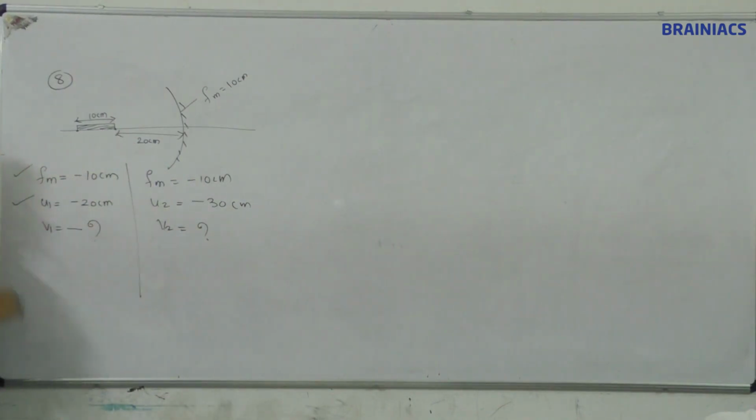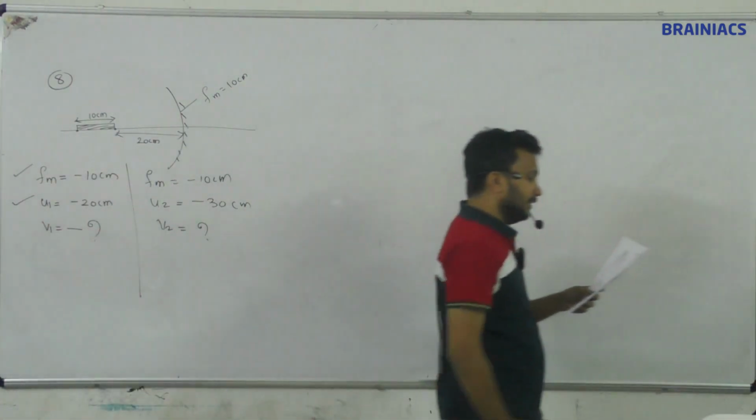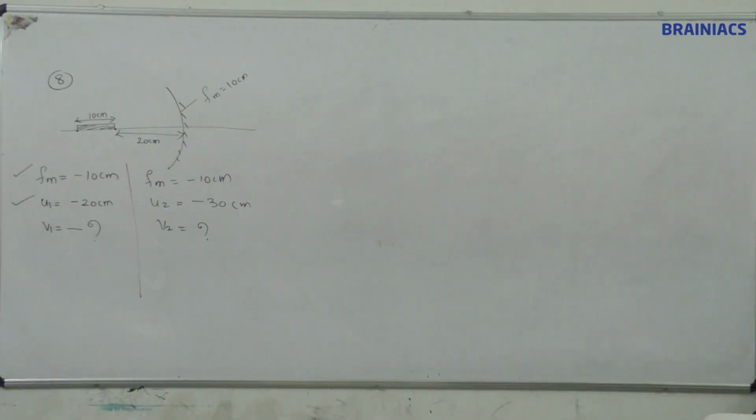Now what is the length of the image? Higher value minus lower value. v1 minus v2 or v2 minus v1 is the length of the image. You got it? What's the answer? Super. The others please do it.